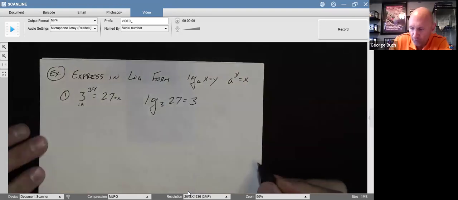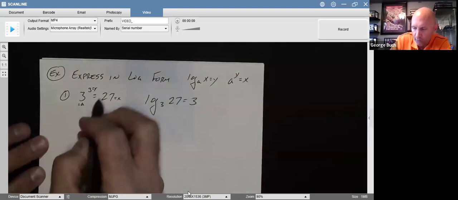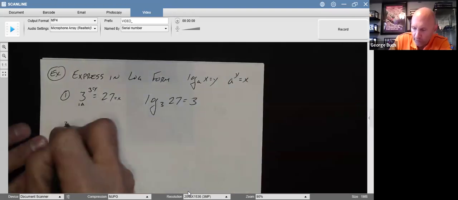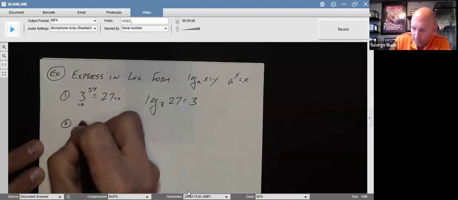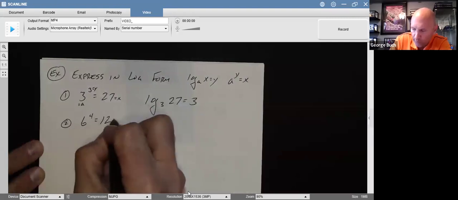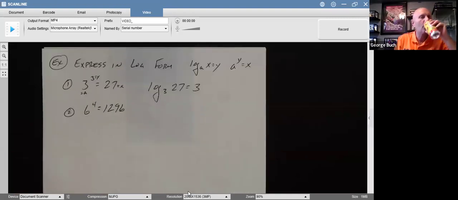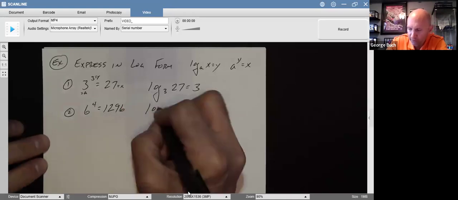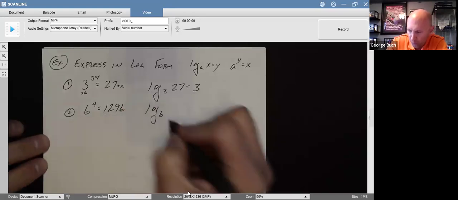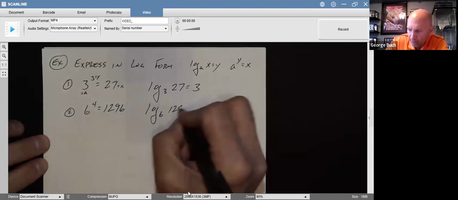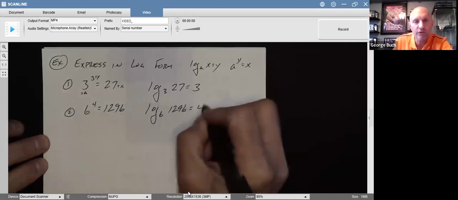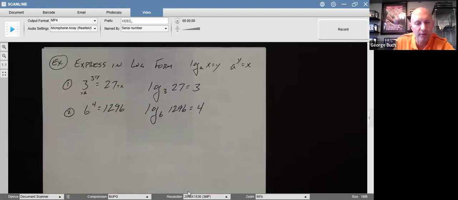Take this exponential equation, turn it into a log equation. So try this one. 6 to the fourth power is 1296. See if you can write that one in log form. So 6 is my base. So log base 6. I end up with this number, 1296. And that's because 6 to the fourth power is 1296.